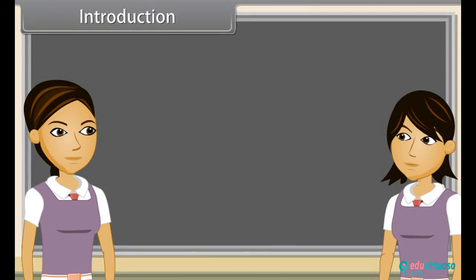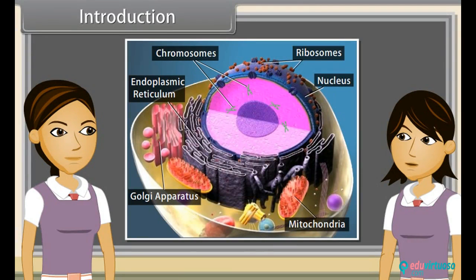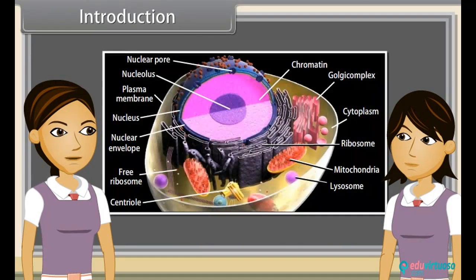Introduction. We have discussed the structure of eukaryotic cells and the structure and functions of the cell membrane and cell wall already. Now we will discuss the structure of endomembrane systems. We will also observe the structure of the endoplasmic reticulum, Golgi apparatus, lysosomes, vacuoles, mitochondria, plastids, and ribosomes.